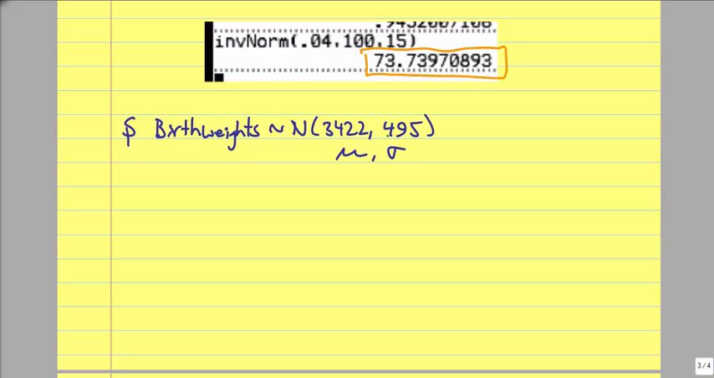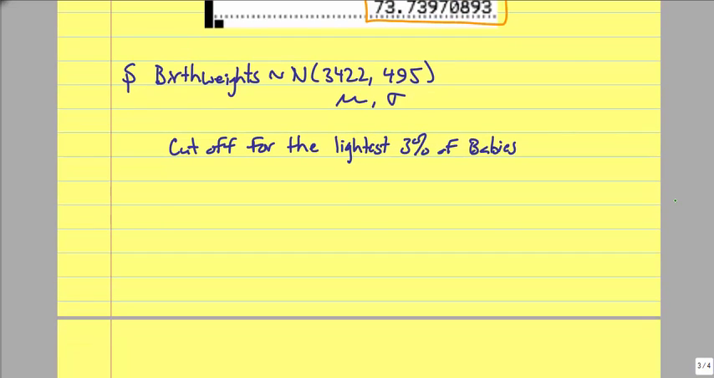If a hospital plans to set up special observation conditions for the lightest 3% of babies, so we're looking for the cutoff for the lightest 3% of babies, basically what we're asked to do is find out what weight is used for the cutoff, separating the lightest 3% from the others. If we had to write this in a probability statement, we'd say, what is the probability that a birth weight is less than some value C, or X, we don't know what it is, equals 0.03.